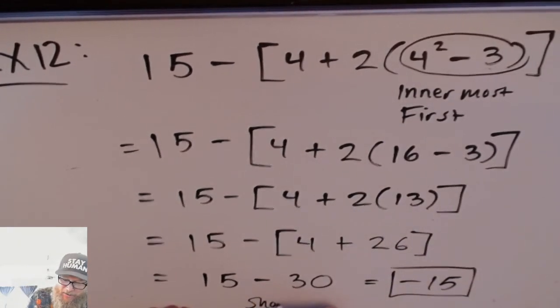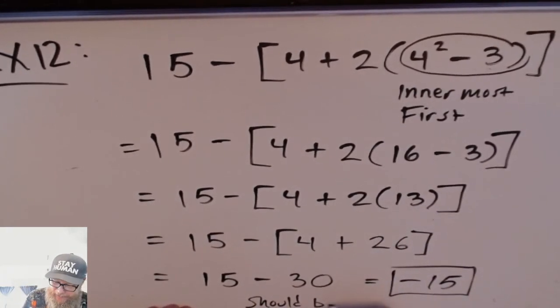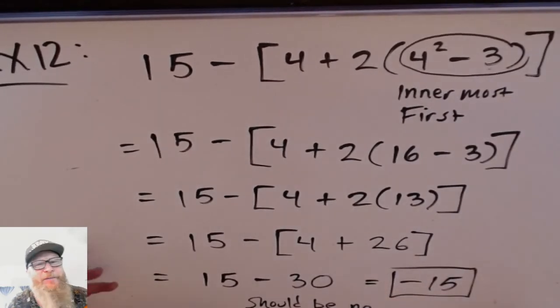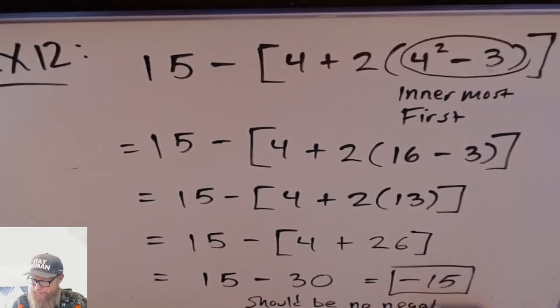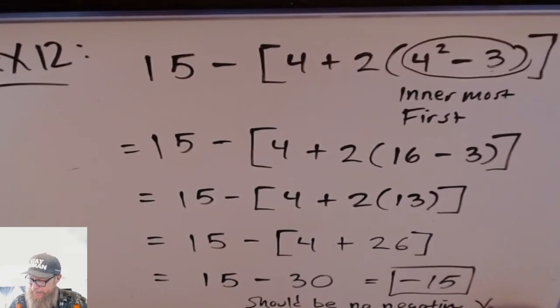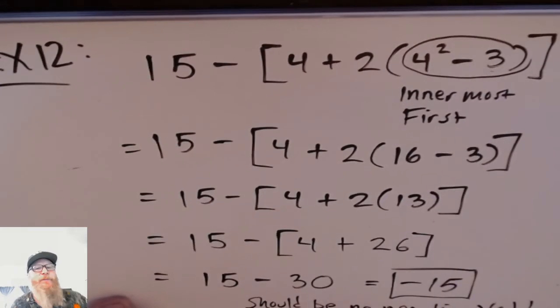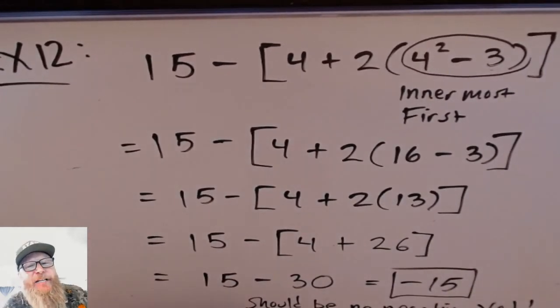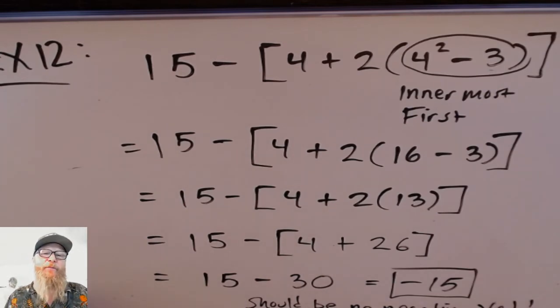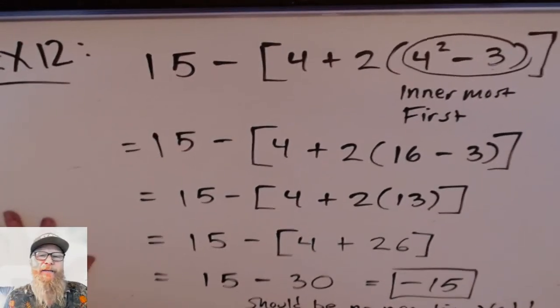There should be no negatives. I told you if I look over my notes and I write one thing down wrong, there should be no negatives yet. I probably just wrote it down incorrectly, but I'm not going to redo it. The answer is negative 15. It's just a little early for negative numbers right now. We'll get to the negative numbers soon enough.